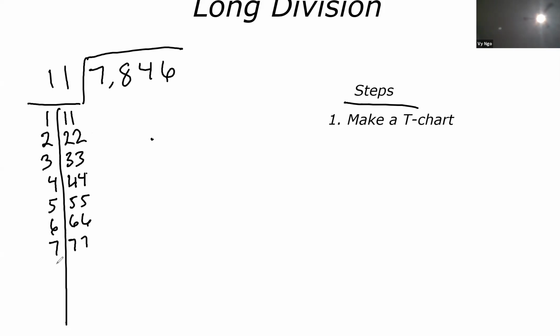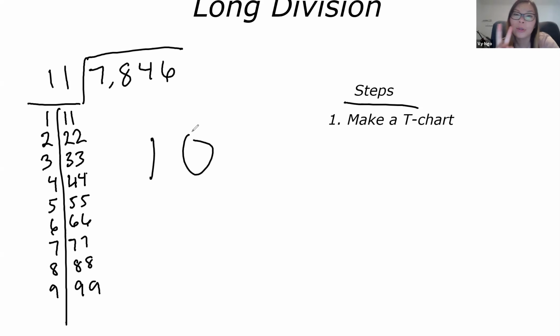And we will never need 10 groups because you guys know that 10 is a 2-digit number. It has a 1 and a 0, and we cannot put a 2-digit number on top. So we only need 1-digit numbers, from 1 through 9. So all you need is your T-chart from 1 to 9. Okay, let me erase this.